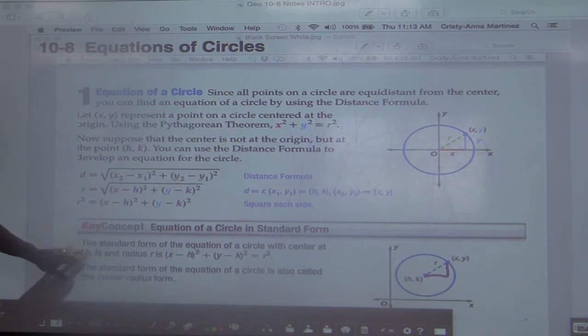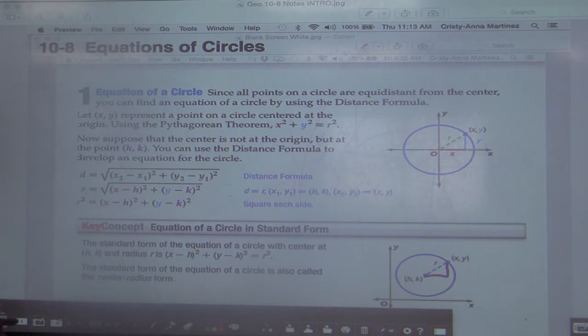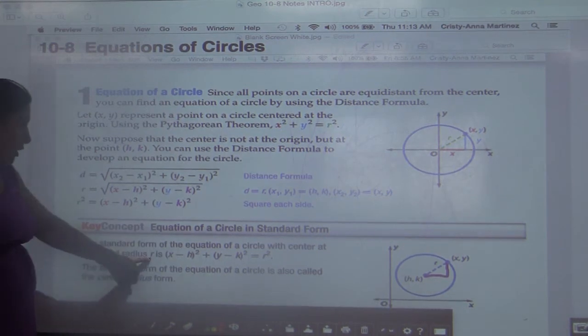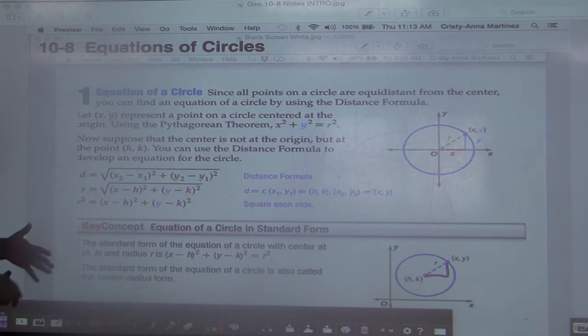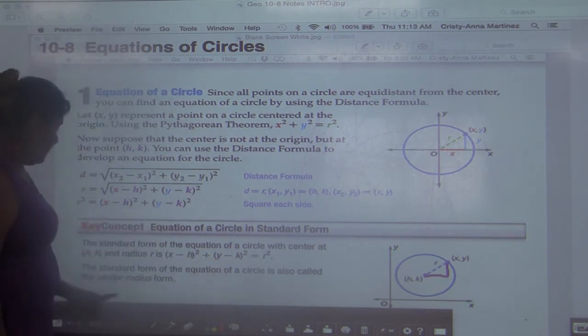So here we have it. (x minus h) squared plus (y minus k) squared equals r squared. That is our formula for the equation of a circle. And in that formula, the center of the circle is always (h, k), and the radius of the circle is always r. But be careful with that, because notice that in here, the h is negative, the k is negative, but in the center it's not.